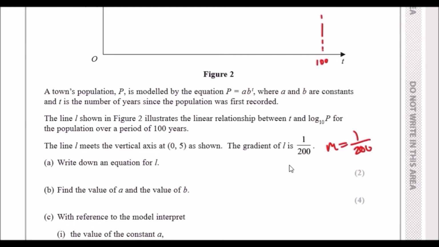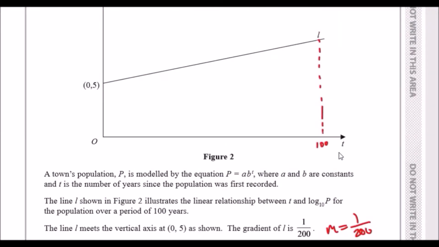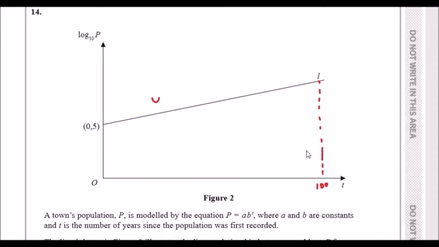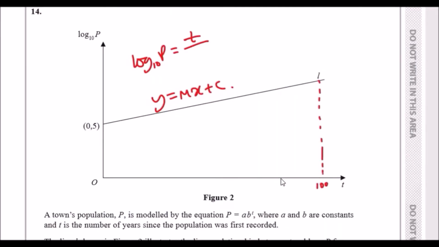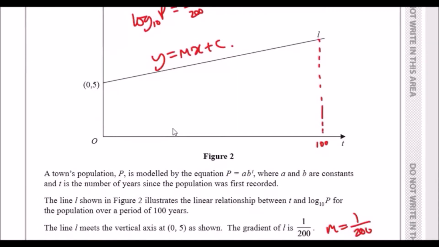So write down an equation for the line L. So this is straightforward. This is y equals mx plus c, okay? So let's just note this down. We know the gradient is 1 over 200. We know what y is. It's actually the y-axis, so log 10 p. And we know x is technically t. So we're left with log 10 p equals the gradient, 1 over 200, times t. So we could just say t over 200. And its y-intercept, well, it's easy. We can see it intercepts at the point 5, so plus 5. That's it. So this is pretty much our equation right there for part A.